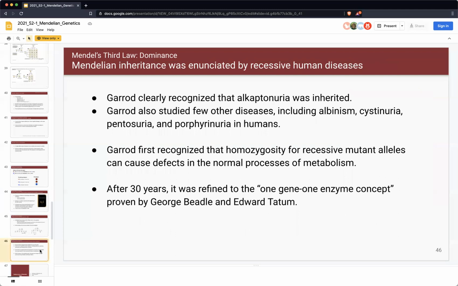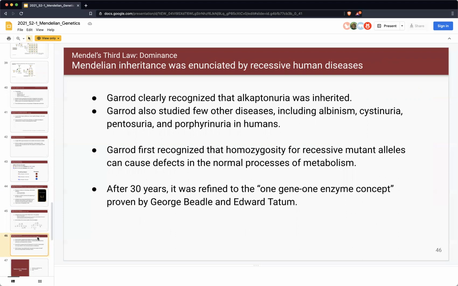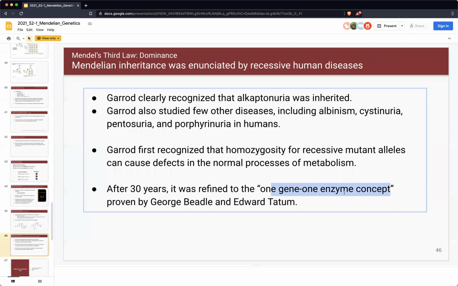Okay, and this Archibald Garrod idea, after 30 years, was refined by the one gene, one enzyme concept proposed by Beadle and Tatum. And that is probably something you're going to learn in molecular biology or biochemistry. That is the first idea about how genes and proteins are connected to each other, and that was further refined by the central dogma in the mid-20th century. And now we have the whole world of molecular biology and molecular genetics. That is the idea of how molecular genetics follows the Mendelian inheritance idea in modern days.